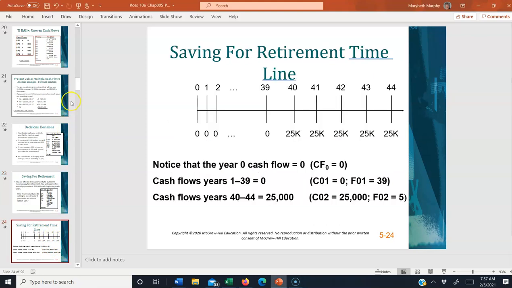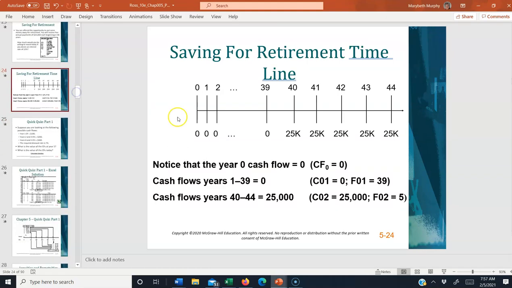Okay, and this is the timeline for that one. You get 0 from year 0 to year 39. In years 40, 41, 42, 43, and 44, we're going to get 25,000.